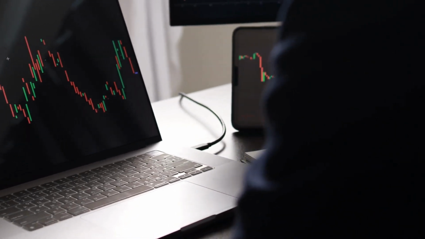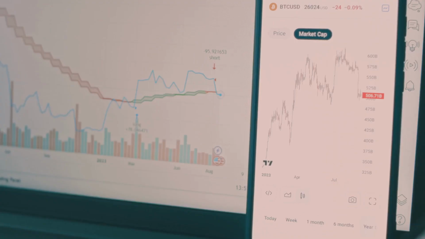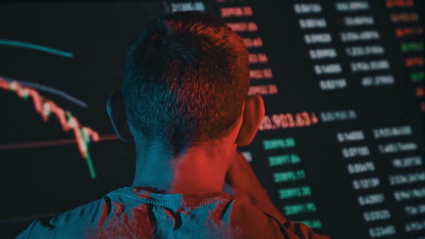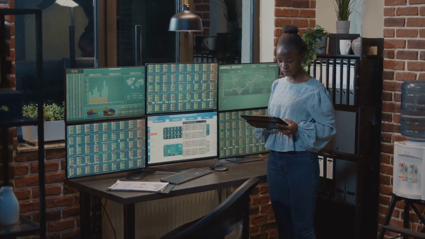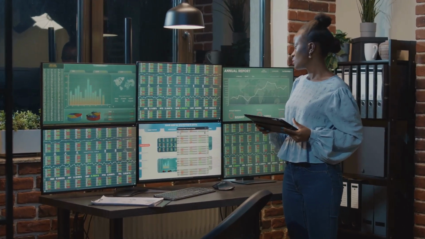Another widely used momentum oscillator is the Moving Average Convergence Divergence, or MACD. The MACD consists of two lines, the MACD line and the signal line. Crossovers of these two lines can generate buy or sell signals. By combining different tools, you can increase the accuracy of your trading decisions and improve your chances of success in the market.